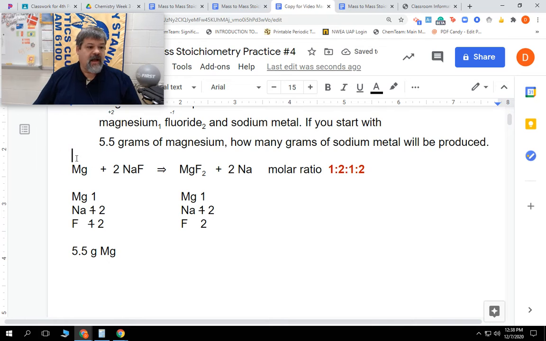Now, I can put that right up here, and I like doing this because I know where I'm going. So where am I going? It says how many grams of sodium metal, so I have to go over here to sodium metal. And so the question is, how many grams of sodium metal do we have? Okay, so I'm going from here to there. So we start off with this, and in order to go from here to there, it's 1 mole equals 2 moles. But I have to have it in moles first. So we have to convert it from grams to moles.